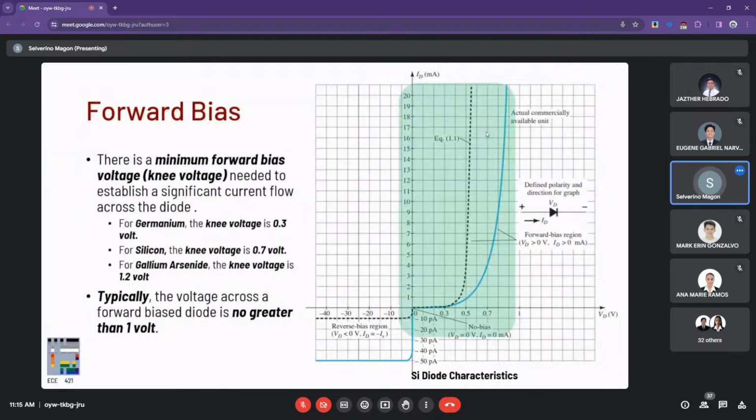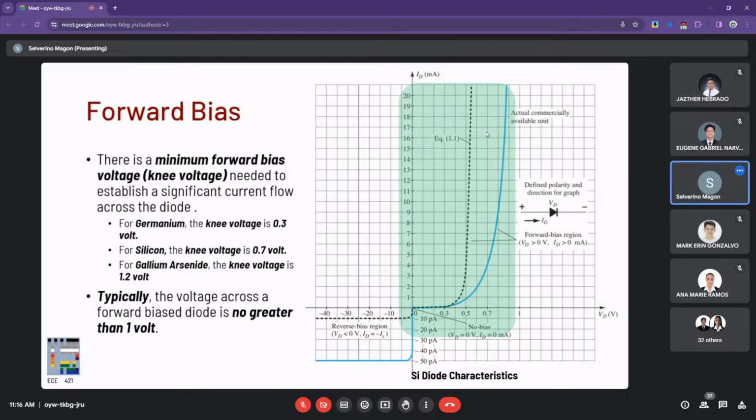But one thing is that we need to come up with a sufficient voltage level so that current can flow across the material. So the voltage levels were already mentioned last time. For germanium, we have 0.3 volts. For silicon, we have 0.7.